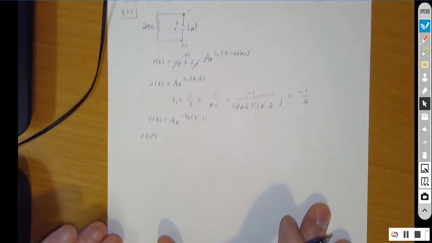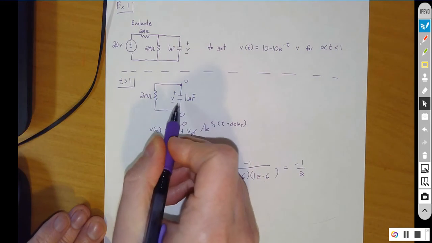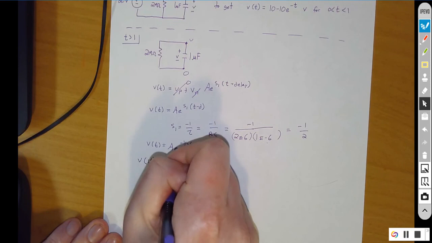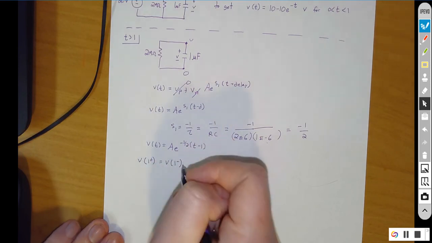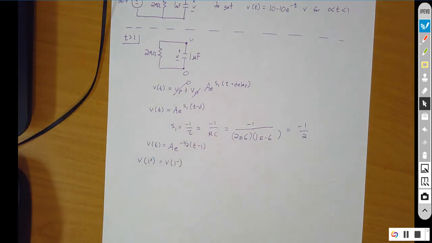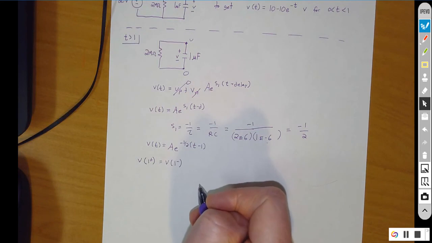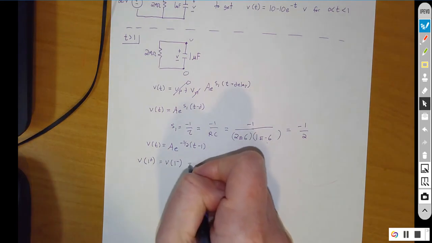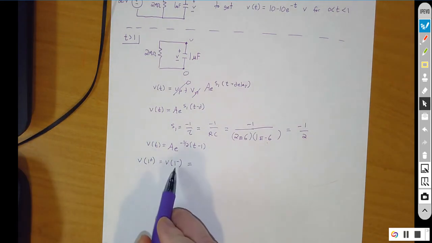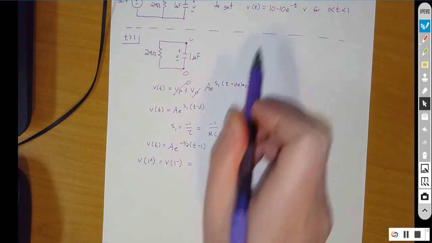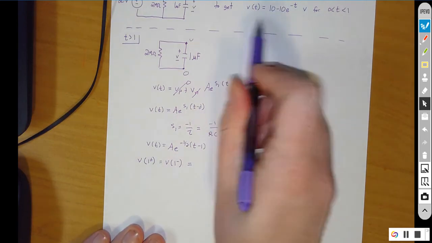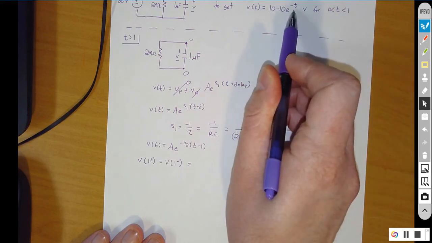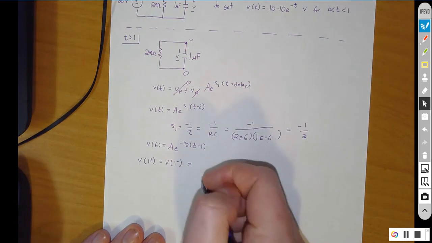Because it's a capacitor, V of 1 plus will be equal to V of 1 minus. So right before the switch, because it's a capacitor and we have that dV over dt, the voltage cannot change instantaneously without creating infinite current. So how do we find voltage at 1 minus? Well, that's what this equation up here is for. This is the voltage from 0 to just before 1 second. So I can plug in 1 for this t, and I will solve for V of 1 minus.